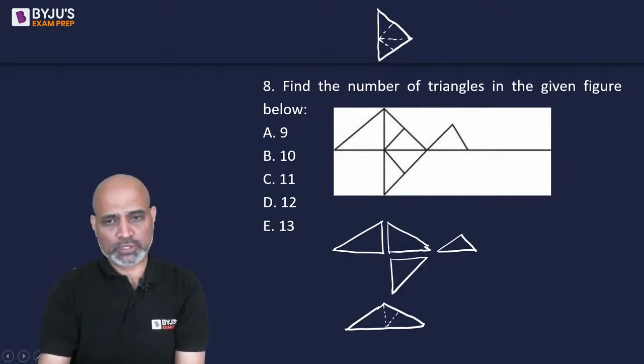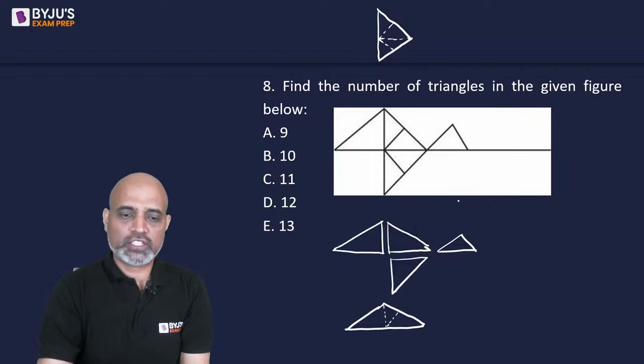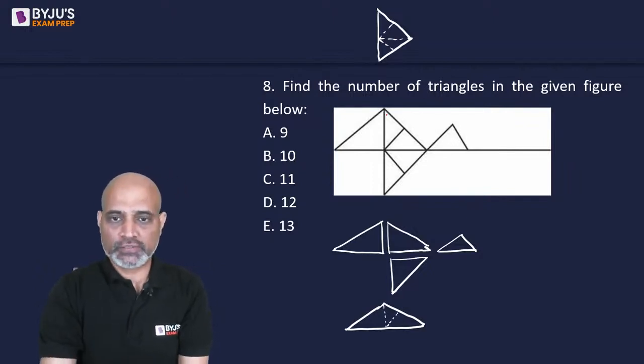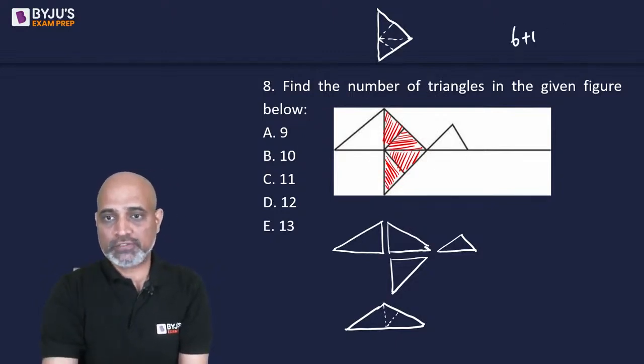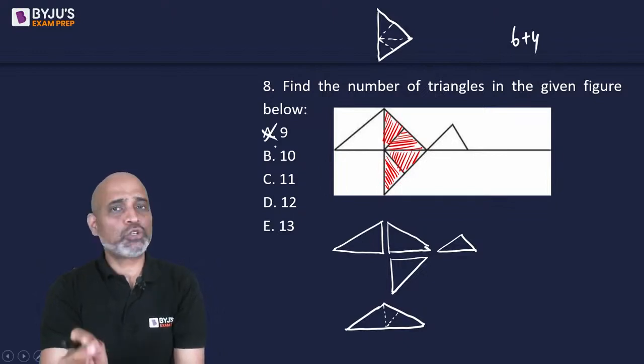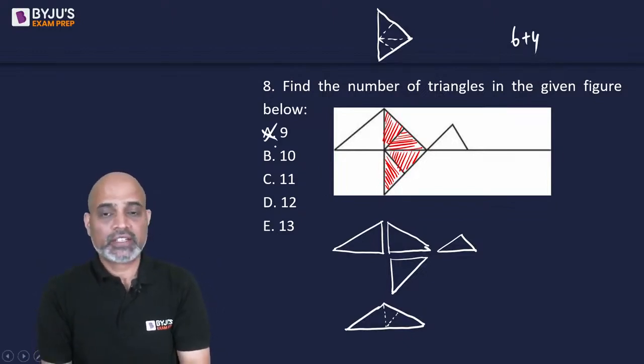Now we come to the smallest triangles. So in the smallest part of triangles, we have this particular triangle, 1. Then we have second triangle, which is this, 2. We have another triangle, which is this, 3. And then we have another triangle, which is this. So we have 4 small triangles. So 6 and then 4. So A is not the answer, 10 we have already got, right?